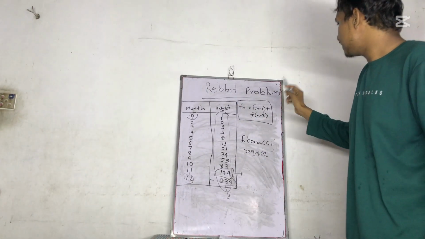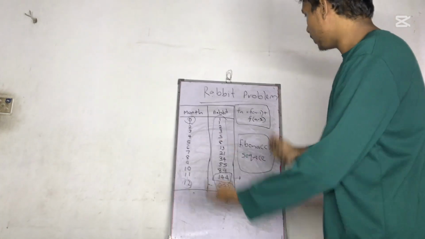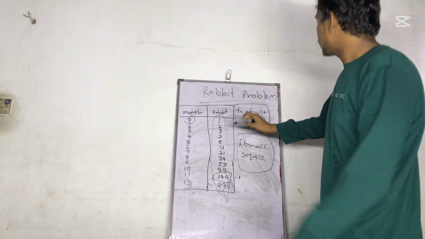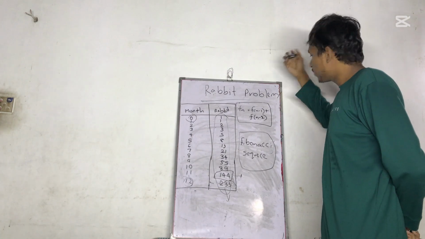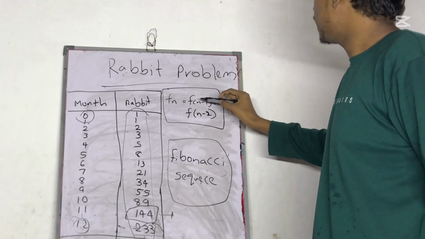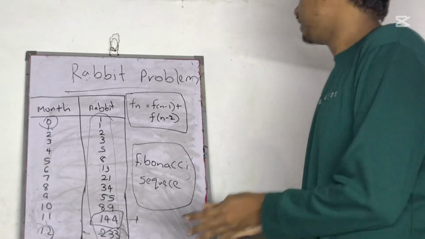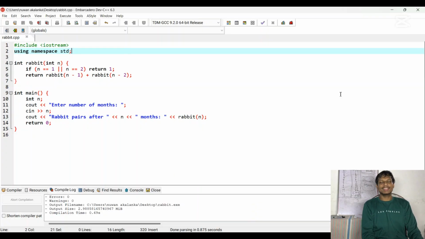This is called the Fibonacci sequence, the Fibonacci series. This is the formula for the Fibonacci series: Fn equals Fn minus 1 plus Fn minus 2. Okay, next we talk about the code.